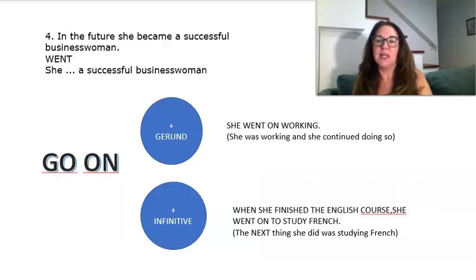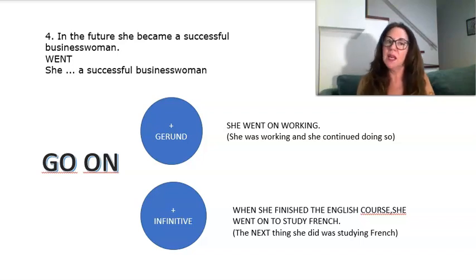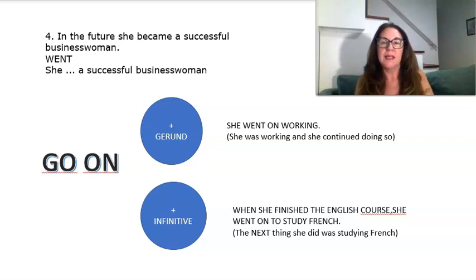The next point, the next mistake I saw was with go on. And number 4 was, in the future, she became a successful businesswoman. And it's an interesting sentence because it goes in the future, and the verb is in past. Why? Because I'm telling you a story of a woman, the life of this woman.